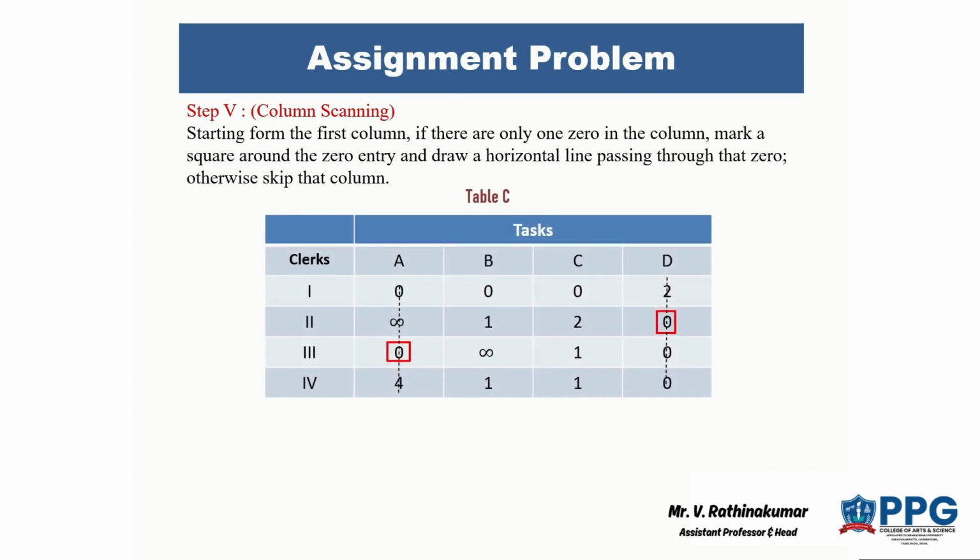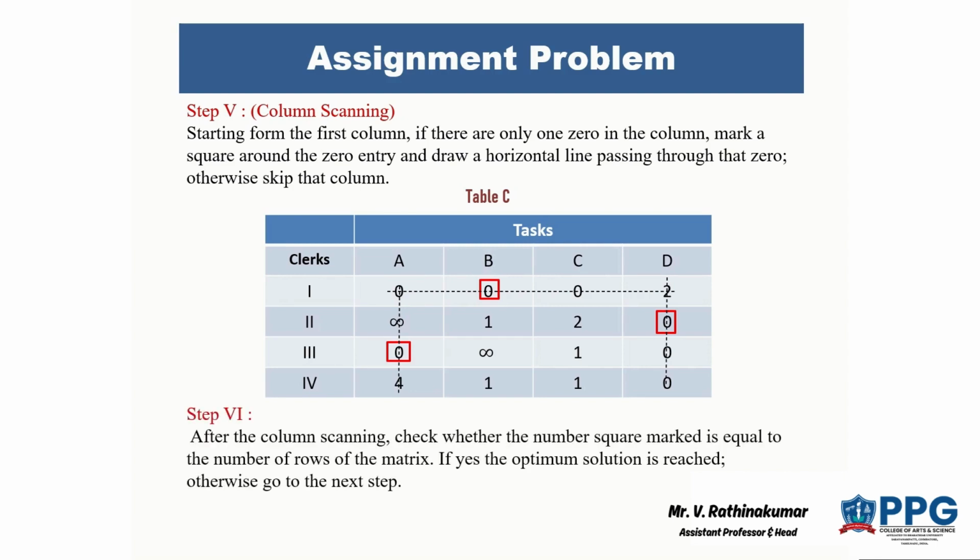Here, in the first column, there is no 0. In the second column, there is only one 0. Mark a square around that 0 and draw a horizontal line passing through that 0. In the next column, there is no 0. Then we will move on to the next step.